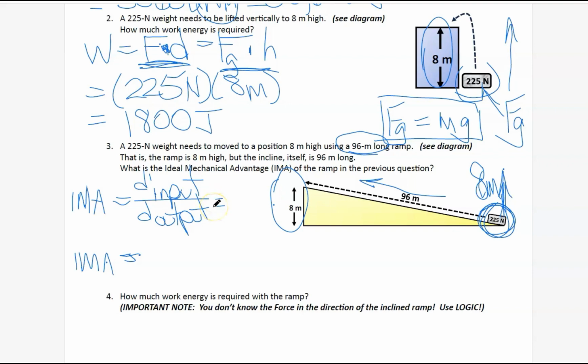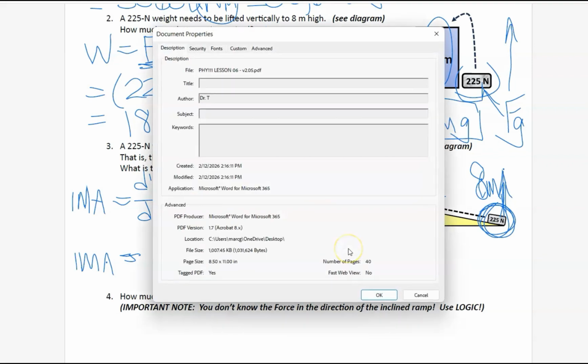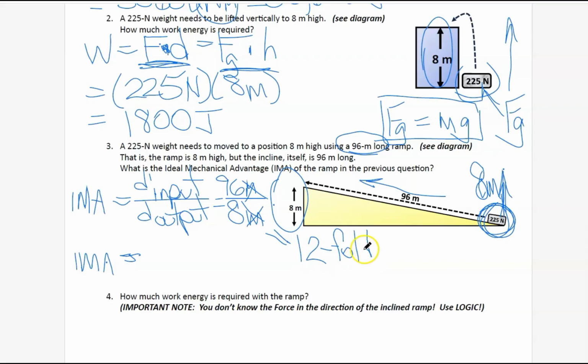And if I put those numbers in, the input distance is 96 meters. That's how much I have to push this thing up the ramp. But I'm only going to raise the weight by 8 meters. So it's a ratio of 96 meters to 8 meters. We divide this out and we get 12. And you'll notice the meters cancel the meters. So this 12 has no unit. It's a unitless value. If you want to say 12-fold or 12 times, that's perfectly fine. But 12 is okay to say. So it has an ideal mechanical advantage of 12.